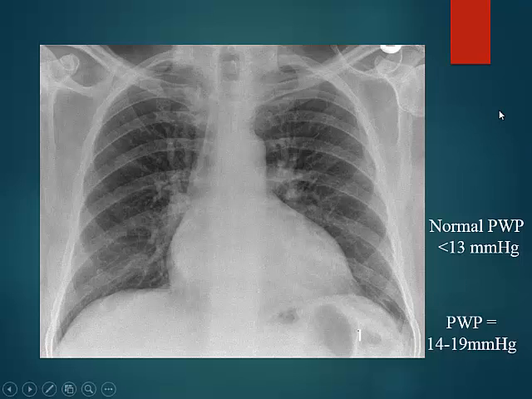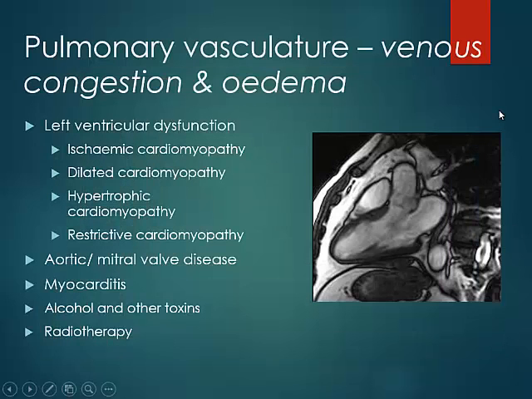Okay, so what are the causes of increased pressure in the left heart? Any cause of left ventricular dysfunction will cause this. And what is the commonest cause of left ventricular dysfunction? Ischemic cardiomyopathy. Patients with severe three-vessel disease causing left ventricular dysfunction would cause increased pressure in the left ventricle, which will cause increased pressure in the left atrium, and which will go back into the pulmonary veins.